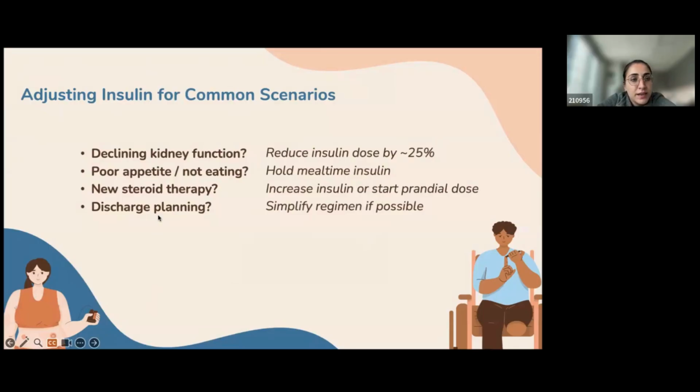When we notice declining renal function on labs, our first step in terms of insulin adjustment would be to reduce their doses by about 25%. If there's a poor appetite or the patient is not eating, we want to hold mealtime insulin. If we're starting new steroid therapy, then we want to increase their prandial doses. If they're not already on prandial doses, you can consider starting a small dose and then up-titrating as needed. And if the patient is about to be discharged, we want to try to simplify the regimen as much as possible.